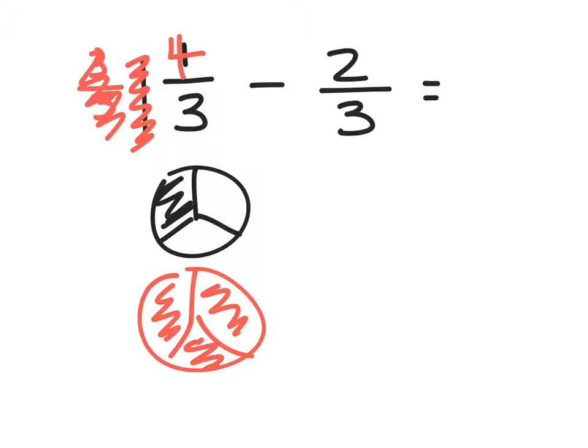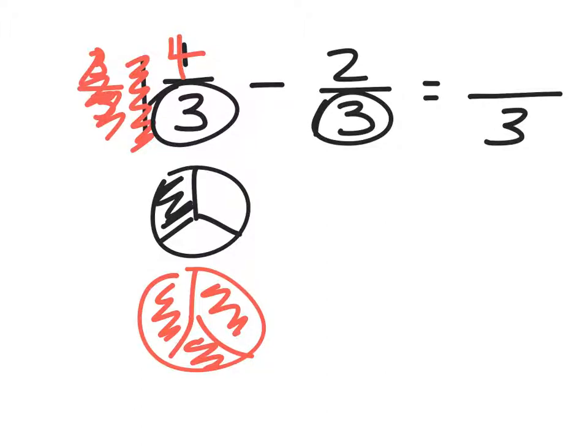4/3 minus 2/3. When I subtract fractions, I need common denominators, and in this case, I already have them. I keep my 3. And I simply subtract my numerators, and 4 minus 2 is 2. So I know that 1 1/3 minus 2/3 can be rewritten as 4/3 minus 2/3, which would equal a solution or difference of 2/3. We have regrouped our whole number into fractional form so that we could then subtract 2/3 from 4/3.